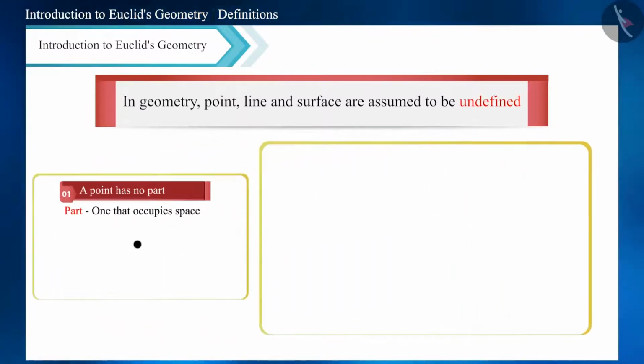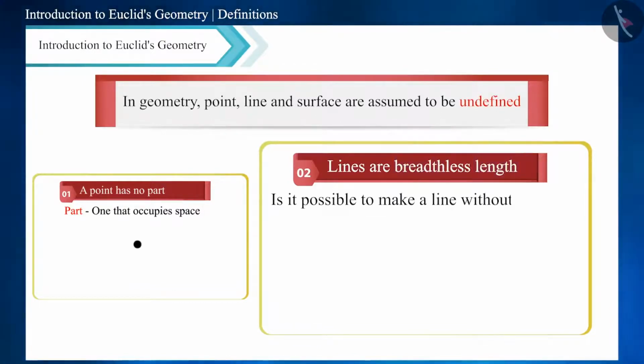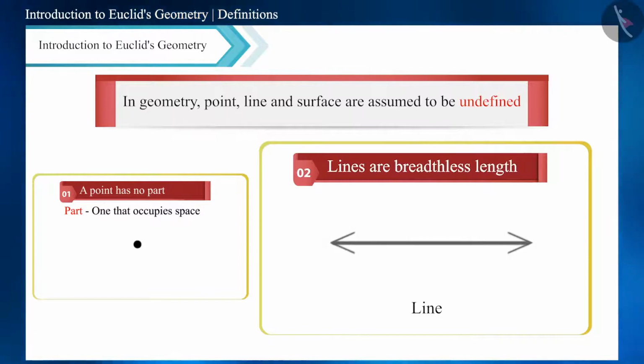And according to Euclid's second definition, a line is a breadthless length. Here, breadth and length are not defined. Friends, can we actually draw a line which has no breadth? No, because no matter how thin a line is drawn, it will have some breadth.